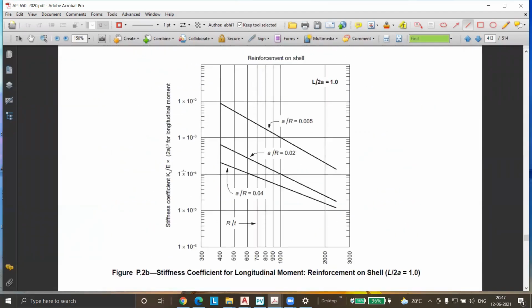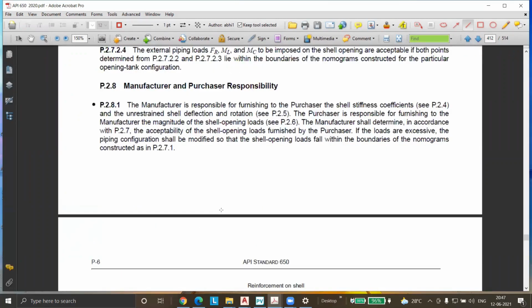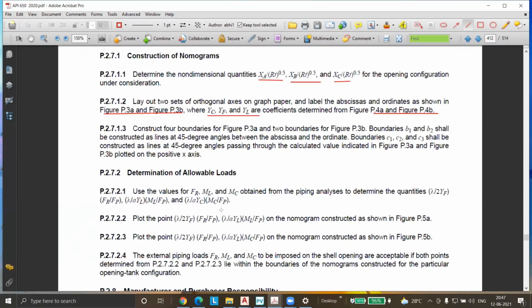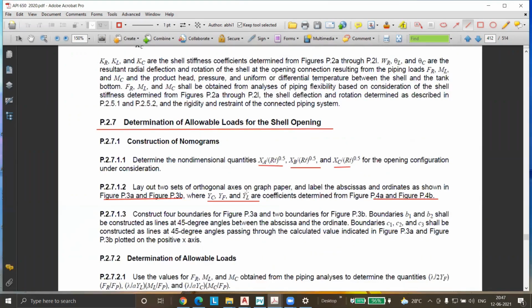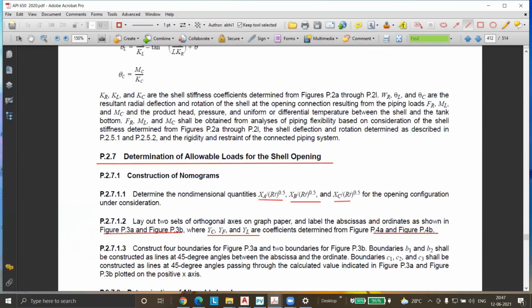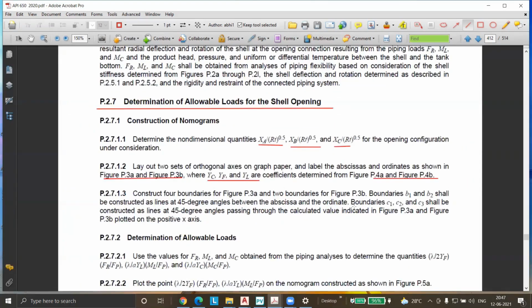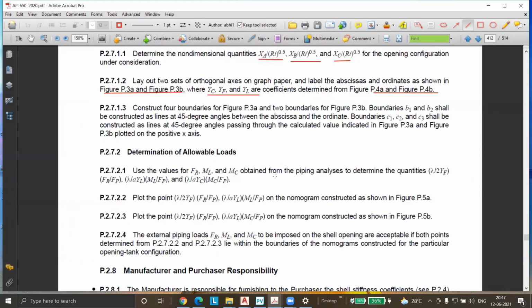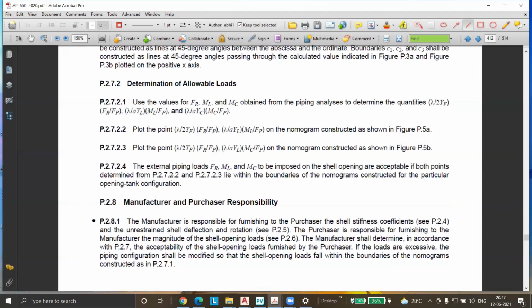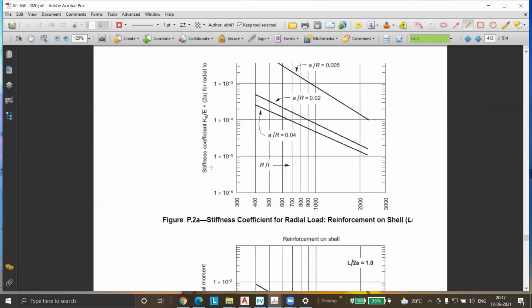So how will we calculate lambda? Lambda can be calculated; let us see how it is given. YC, YF, YL we will calculate, and then, okay, let us see this figure.